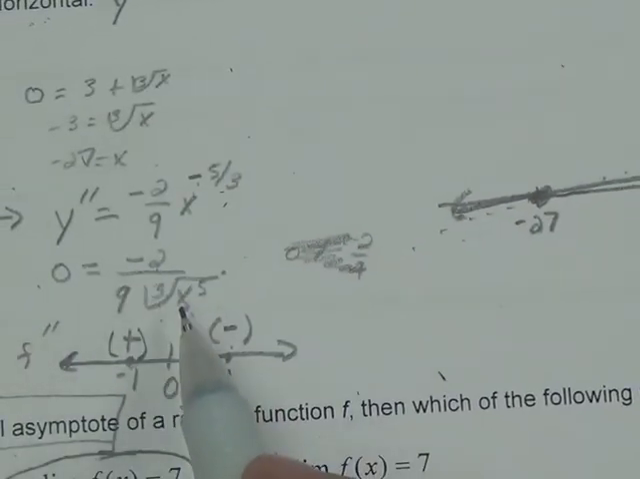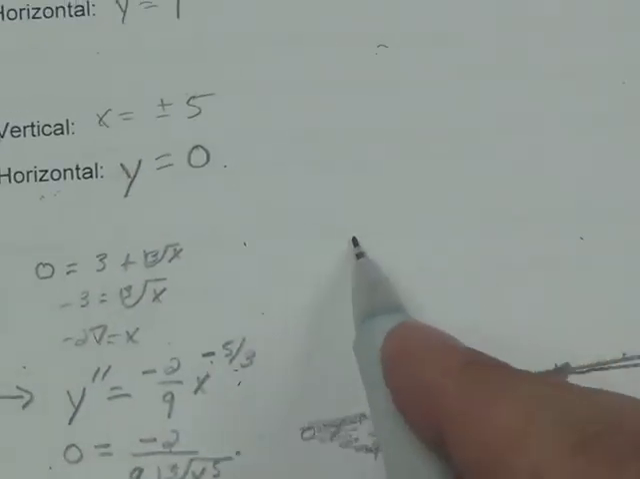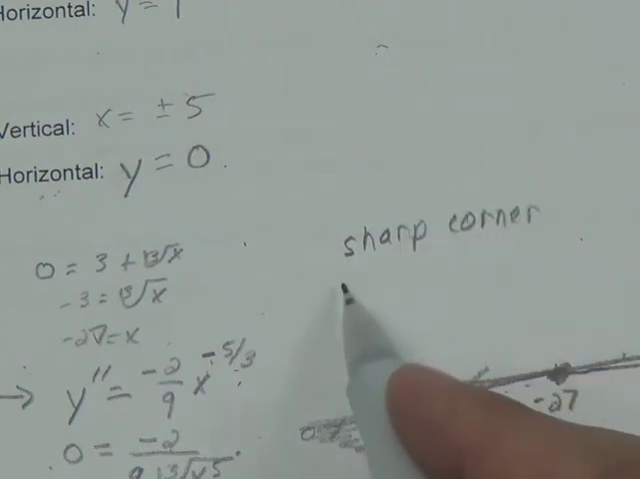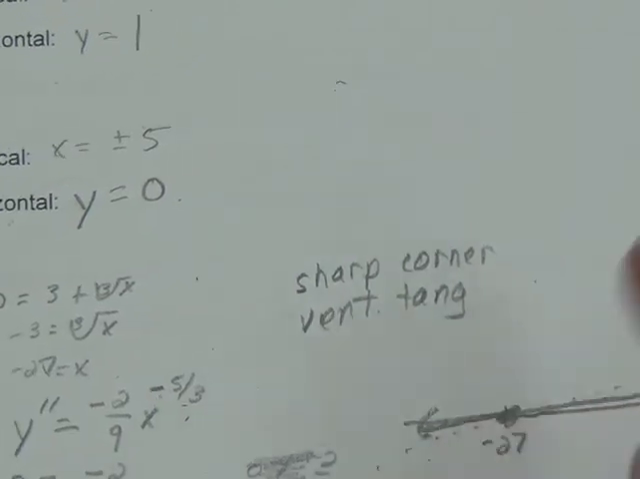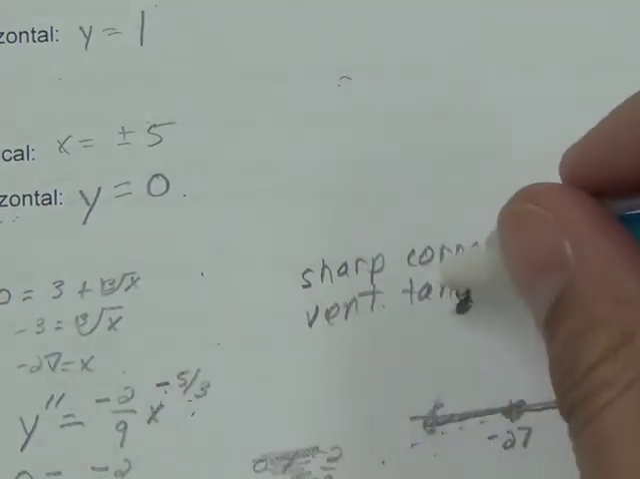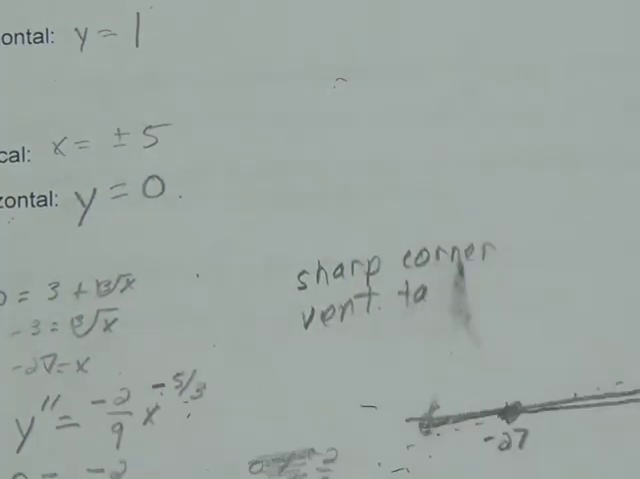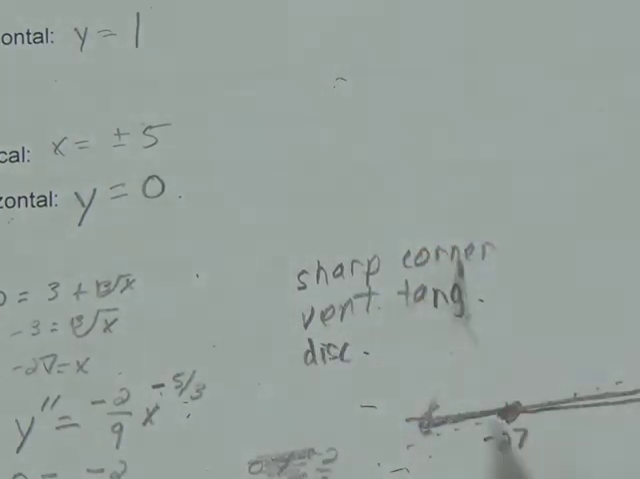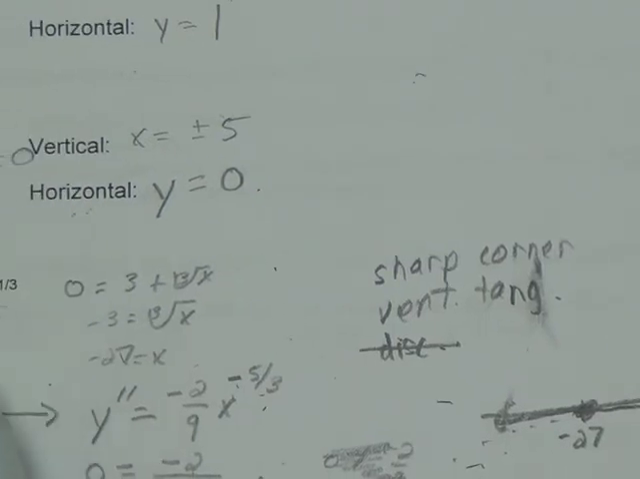Notice how our derivative was undefined at 0. There's only 3 things that make your derivative undefined. A sharp corner, a vertical tangent, or a discontinuity. Well, there is no discontinuity because at x equals 0 we get a value. If I plug in 0, I'm going to get a 3.